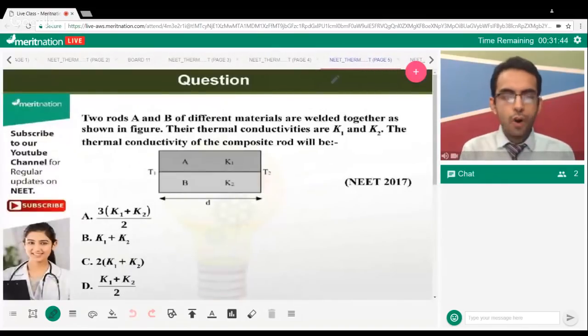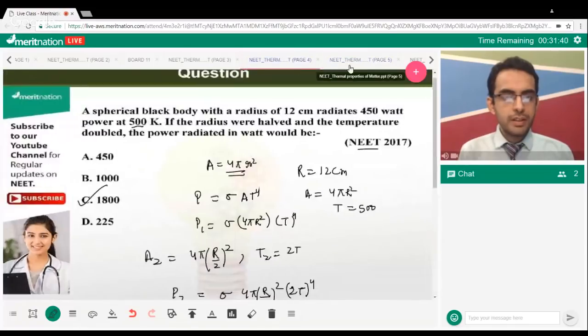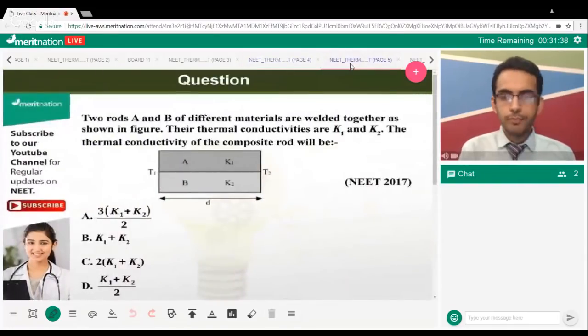Now this question is from thermal conduction. Now you can see in the same year there are two questions from the same chapter. So this question is quite easier. Two rods A and B of different materials are welded together as shown in the figure. Their thermal conductivities are K1 and K2. The thermal conductivity of the composite rod will be.